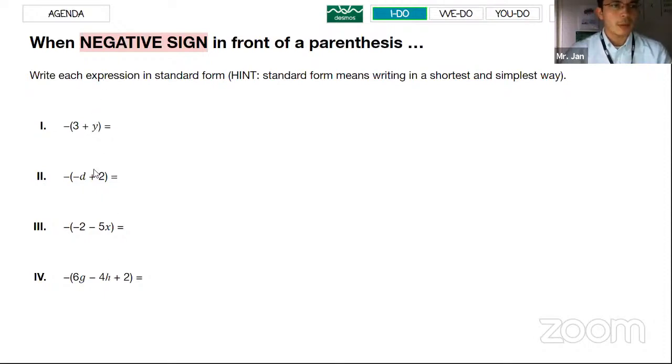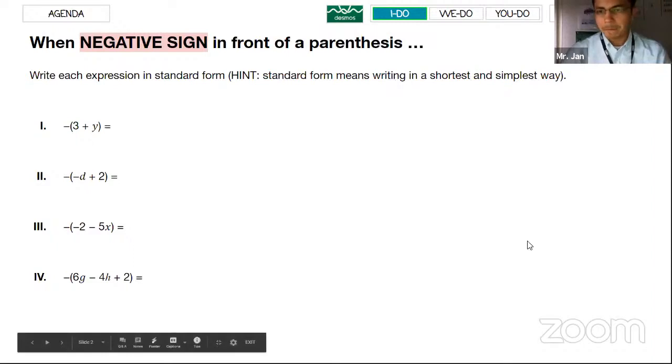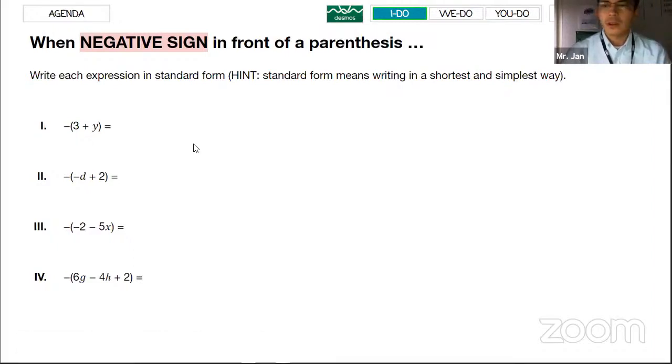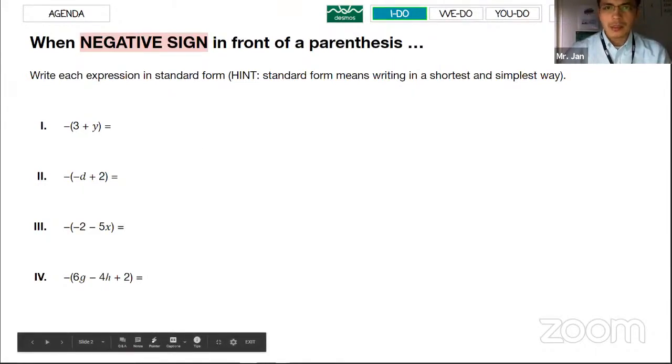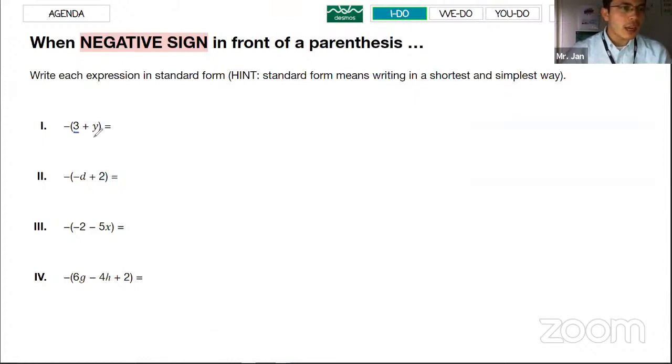So for these examples, it says write each expression in the standard form. Okay, so the key thing is standard form means writing in the shortest and simplest way. All right, let me grab my pencil. It's a blue. Okay, so inside the parentheses, you have a 3 and y, right?